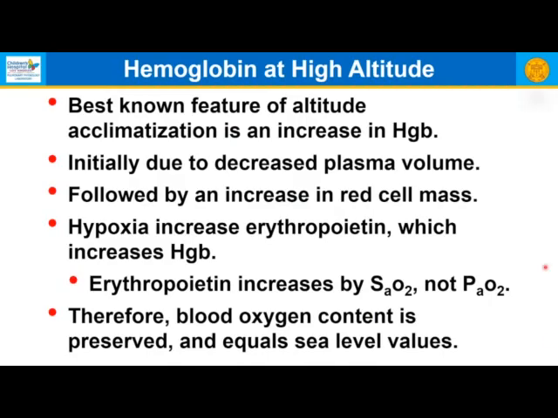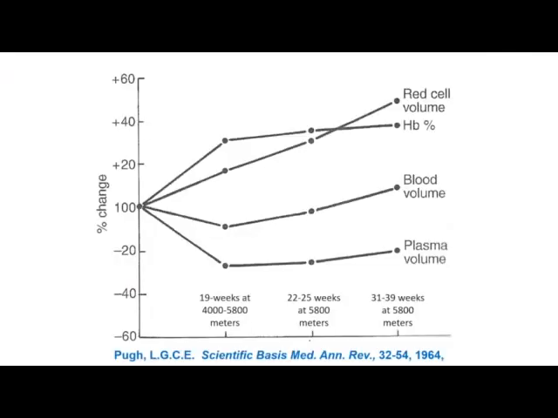Hemoglobin. The best known feature of altitude acclimatization is an increase in hemoglobin. The increase in hemoglobin is initially due to decreased plasma volume. This is followed by an increase in red cell mass. Hypoxia increases erythropoietin, which increases hemoglobin. Erythropoietin is increased by a decrease in saturation, not by PaO2. Therefore, blood oxygen content is preserved, and it often equals the sea level value. And this is just shown here.